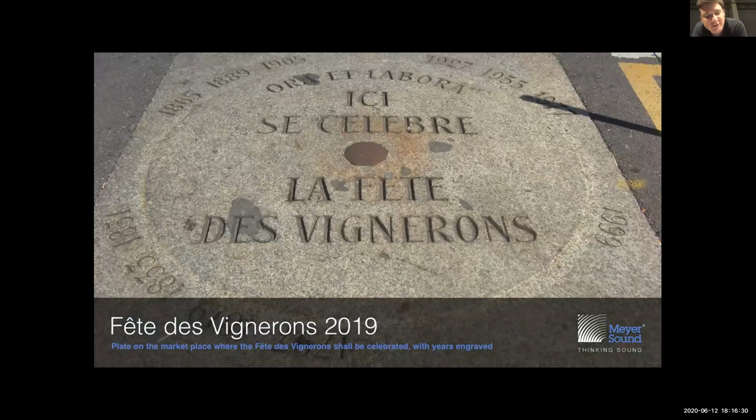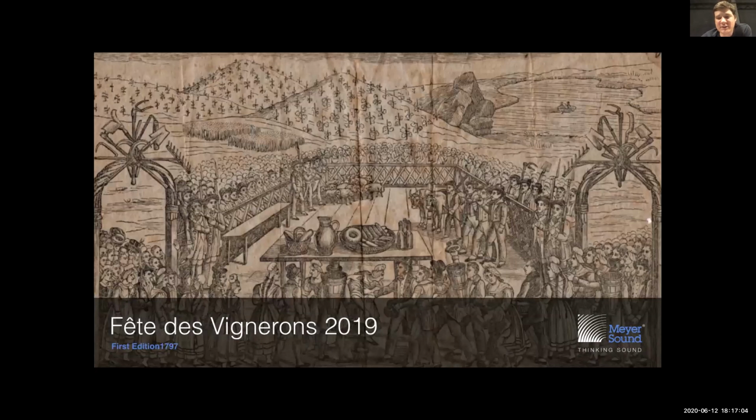This is a plate on the marketplace that is engraved, and it says, this is here that the Fête des Vignerons should be celebrated. And so all the years of the previous 12 editions are engraved in this plate, and it's a landmark reminder of where this show event should happen. This is the first edition in 1797, so about the 17th century, and that's the first time this celebration happened.